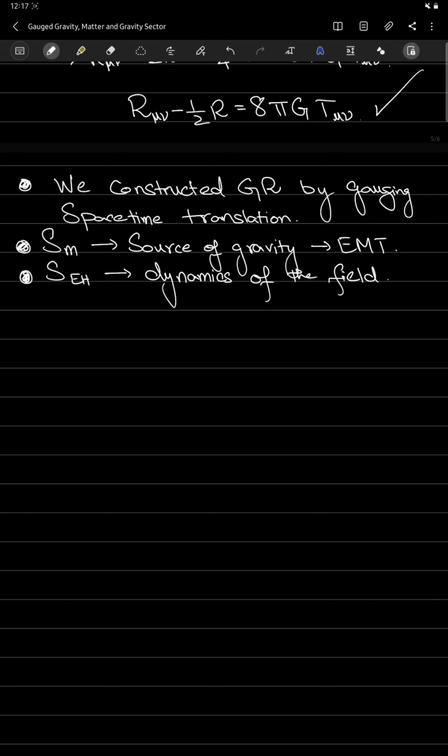So the next step, next time, I'll give a little discussion on fermions in general relativity. How do we see fermions in general relativity?